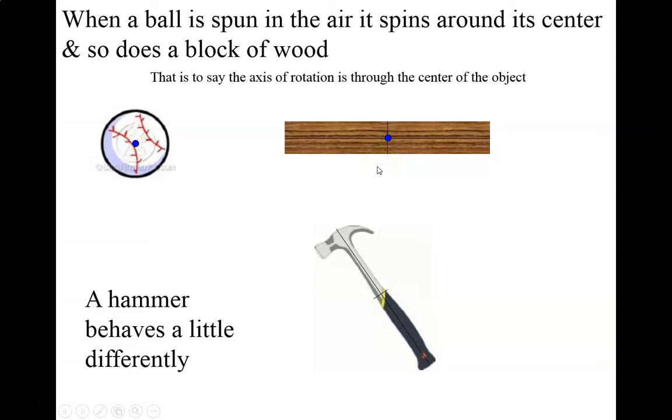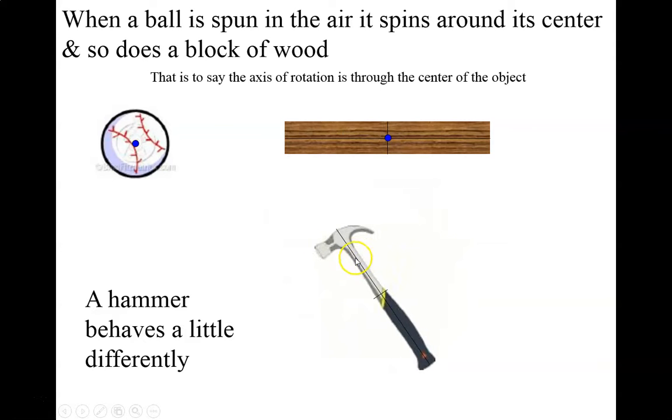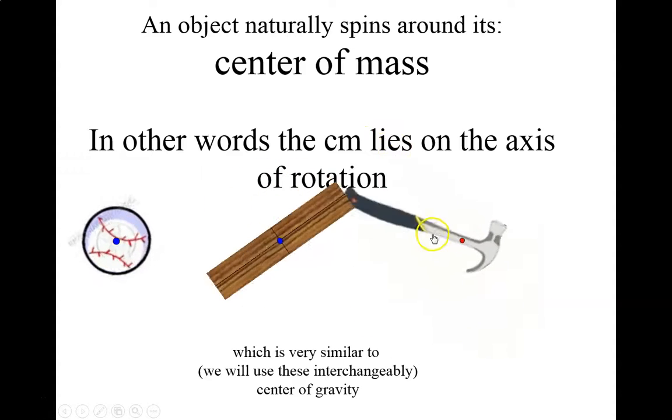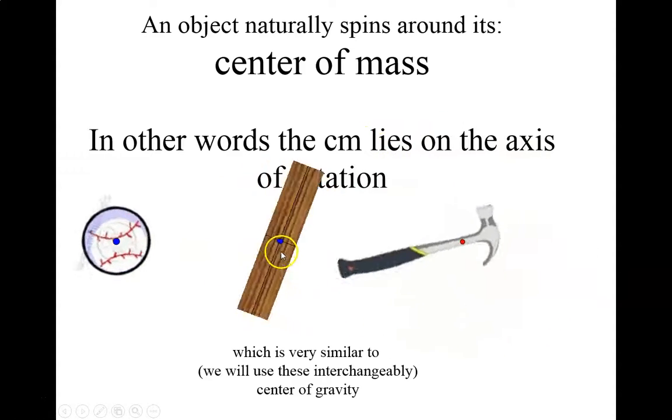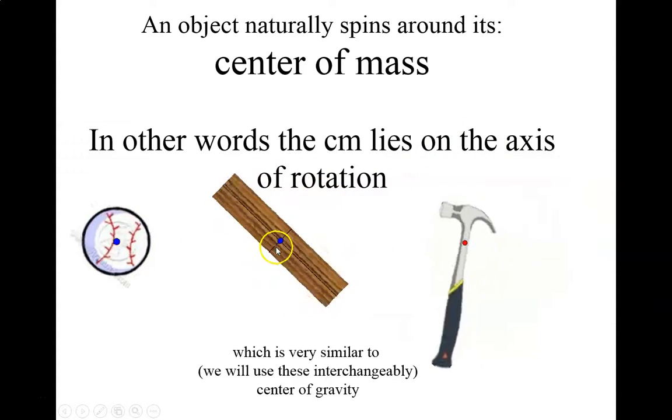If we throw something like a hammer in the air, it doesn't spin around the middle of the object. So if this was the middle of the object, it's not spinning around that point. It's spinning about a point closer to the head of the hammer, and that is what's known as the center of mass. Objects naturally spin around their center of mass, and for symmetrical objects that are uniform, the center of mass just lies in the dead middle of the object.